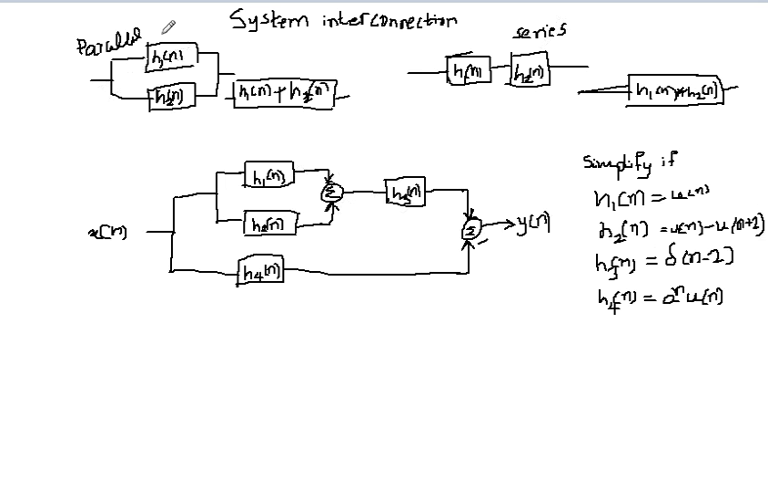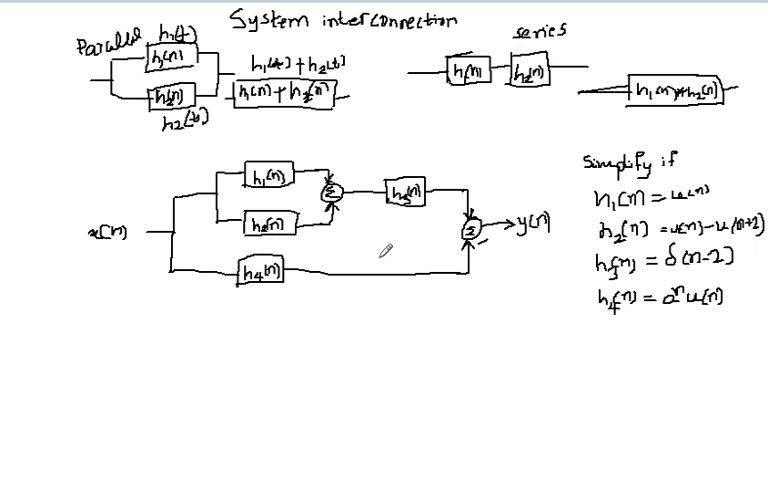So if one signal is h1 of t and another one is h2 of t, then their parallel combination is the sum of these two, which will be represented by h1 of t plus h2 of t. And similarly, the series combination, h1 of t in cascade with h2 of t, is h1 of t in convolution with h2 of t.